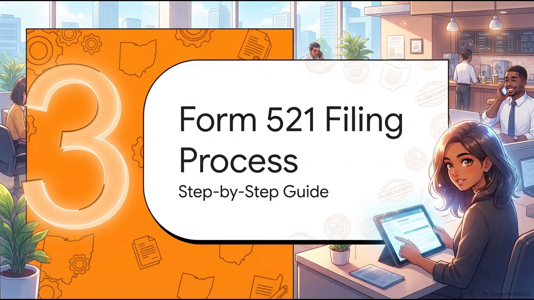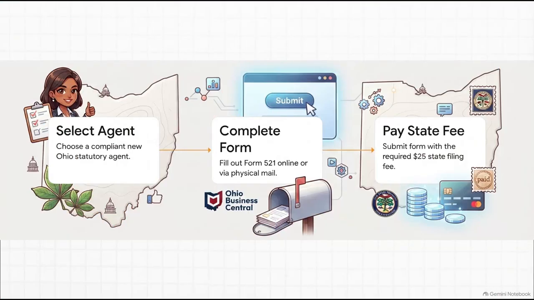Part 3. The Form 521 filing process. Okay, good news here. The actual bureaucratic process is pretty straightforward and linear. It's basically just a 3-step journey. Step 1, you select a new agent that perfectly meets all those strict Ohio requirements we just talked about. Step 2, you complete the statutory agent update form, officially known as Form 521. You can knock this out online through the Ohio Business Central portal, or you can mail it in. And Step 3, you submit the form along with the required state filing fee.